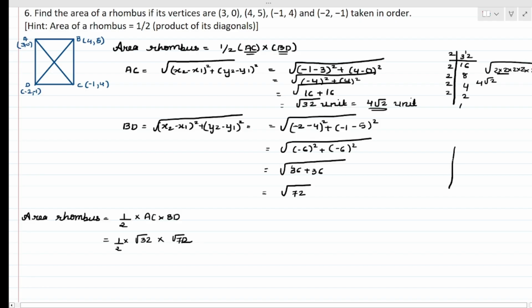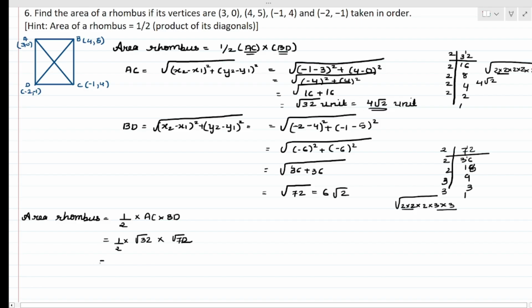And for 72, split it out into factors: 2 times 2 times 2 multiplied by 3 times 3. That means the two 2s are a pair and the two 3s are a pair. So you will get your answer as 6 under root 2.